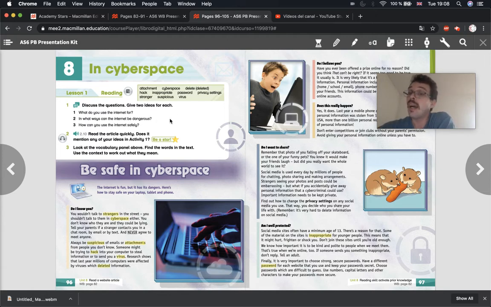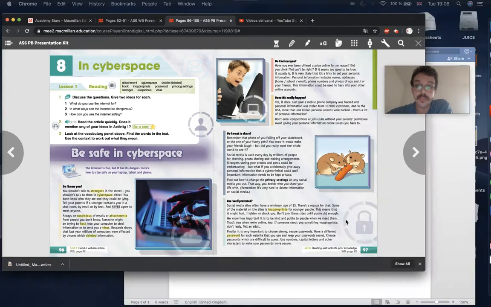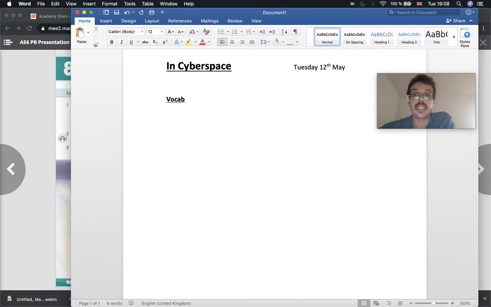All right, so now we're going to make a note in our notebook. Everybody open your notebook, and the title is In Cyberspace. Write the title In Cyberspace. And the date today is Tuesday, the 12th of May. Copy this in your notebook, please. Now, we'll have the little title here, Vocab.